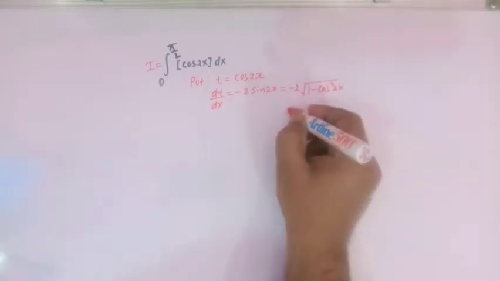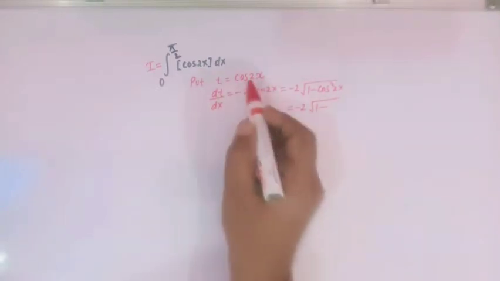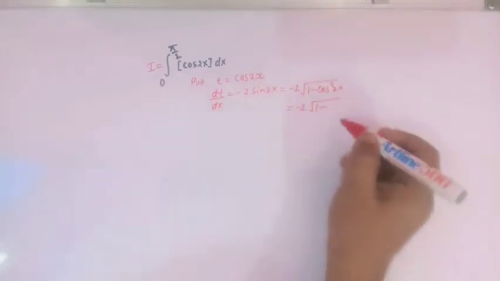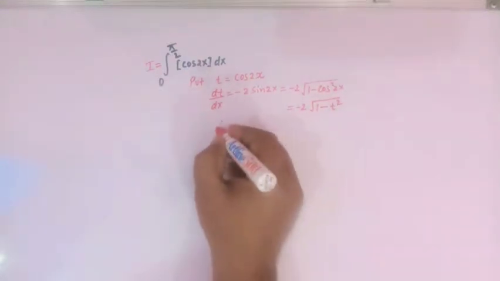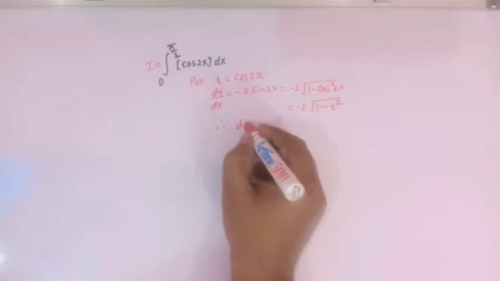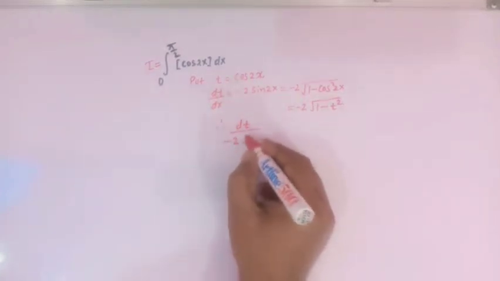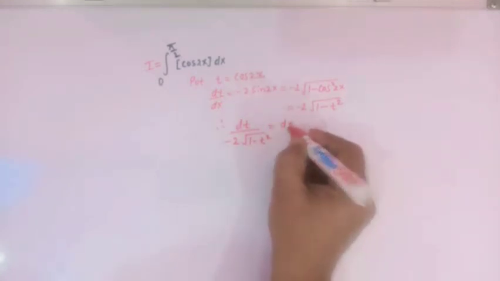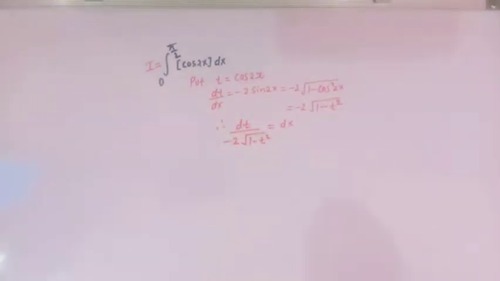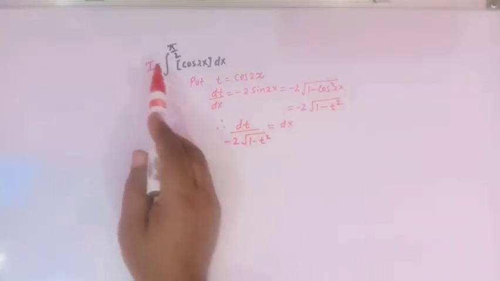Now this can be written as minus 2 square root of 1 minus, for cos 2x we can write t, so this is t square. Therefore dt over minus 2 times square root of 1 minus t square is equal to dx. Okay, now we can change the limits.